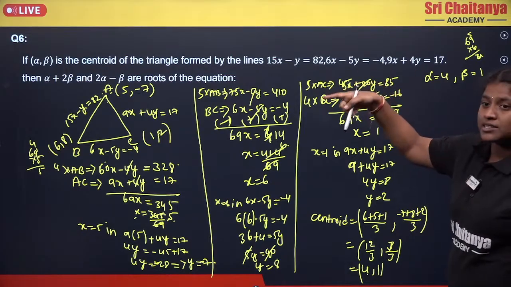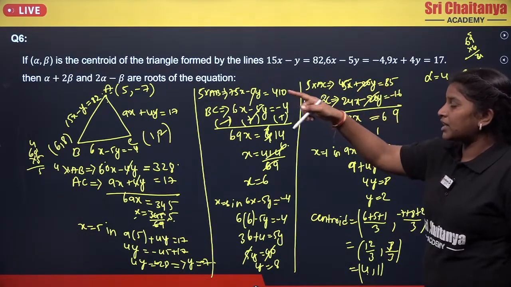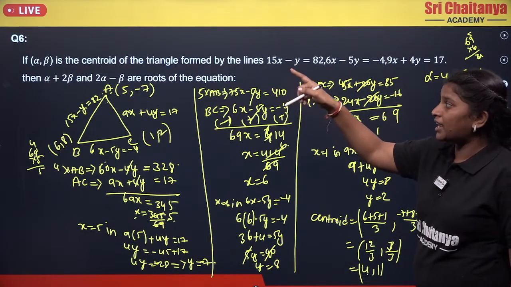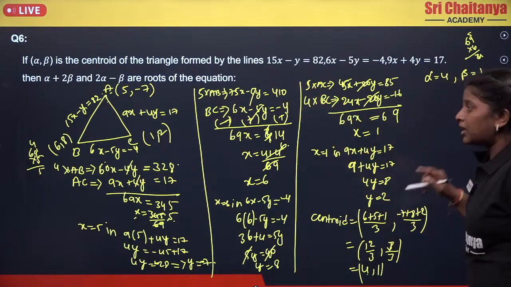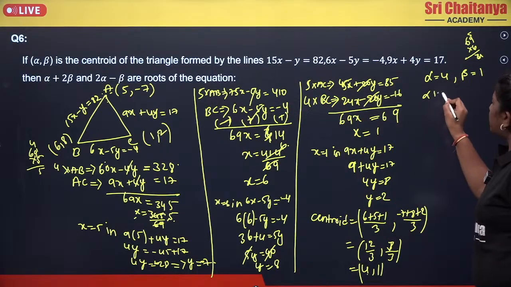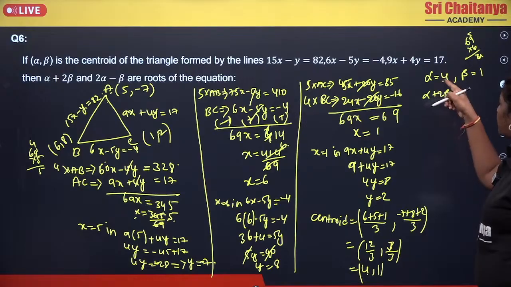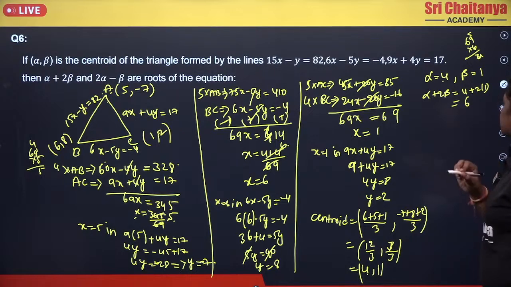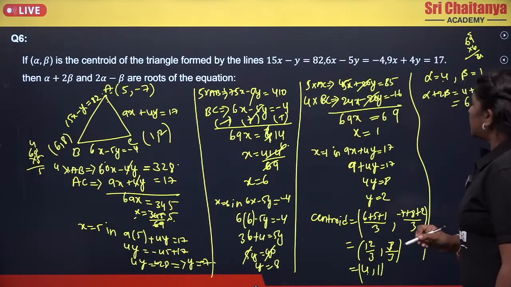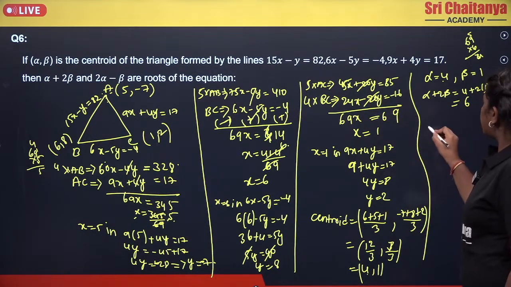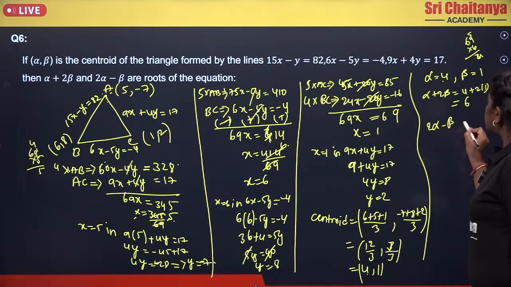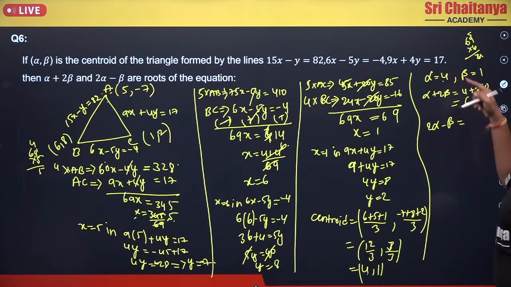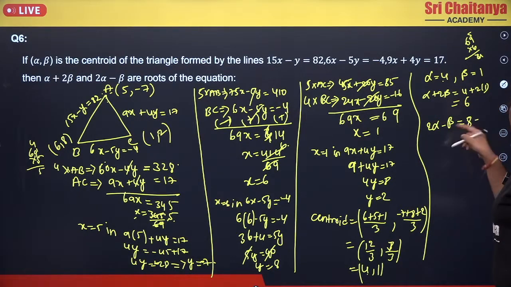Now they are asking us to find the quadratic equation that has alpha plus 2 beta and 2 alpha minus beta as the roots. Now alpha plus 2 beta will become, alpha value is 4 and beta value is 1, so 4 plus 2 into 1. That becomes 6. Now moving to the next, they are asking 2 alpha minus beta. So 2 into 4, 8, minus 1, which is nothing but 7.